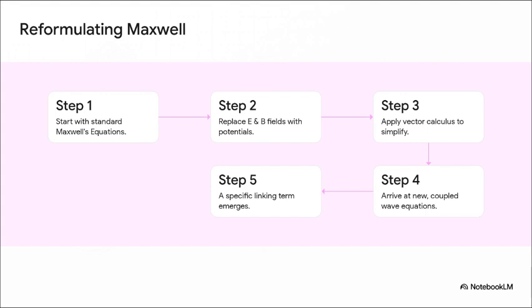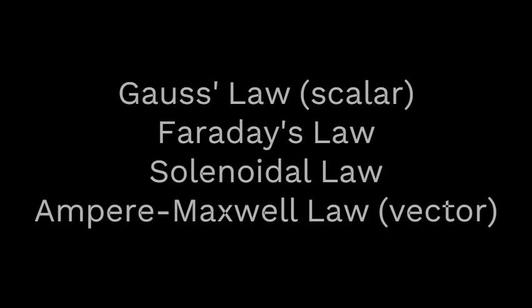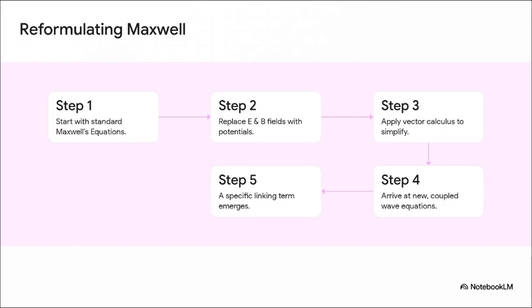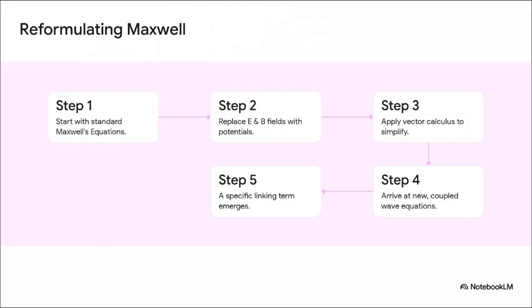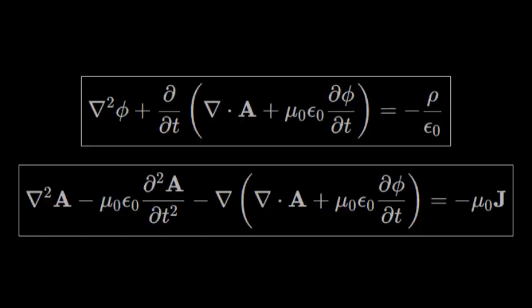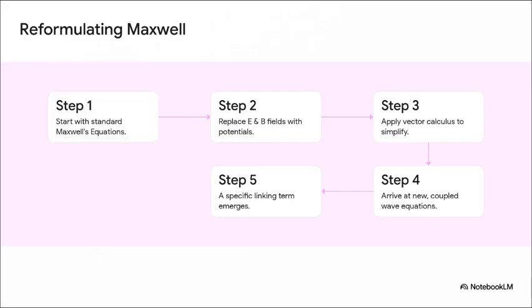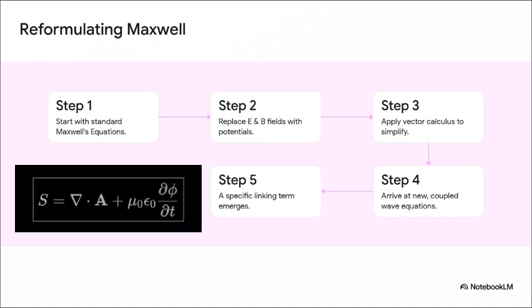You just take the equations we all know, you swap out E and B for their definitions based on the potentials, you do a little calculus, and boom, you get two new equations. But look at that last step, this one specific term, this weird combination of the divergence of A and the time derivative of phi, it just keeps popping up. It shows up in both new equations, tying them together.